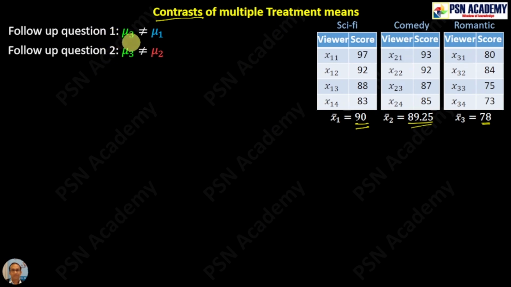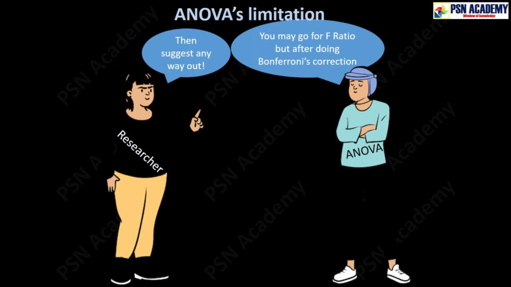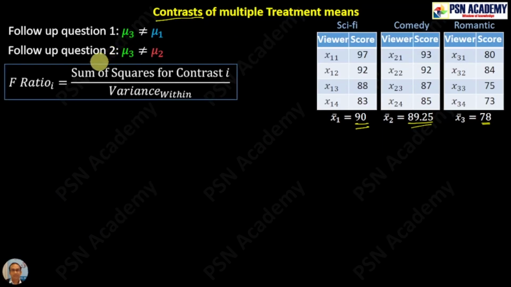Clear? Now, what we learned from the conversation between the researcher and ANOVA. ANOVA suggested to go for F ratio along with Bonferroni's correction. So, what is F ratio? F ratio i is equal to sum of squares for contrast i divided by variance within. Now, this i means how many follow-up questions, that is, how many follow-up hypotheses do you have? We have 2 questions, so i ranges between 1 and 2.